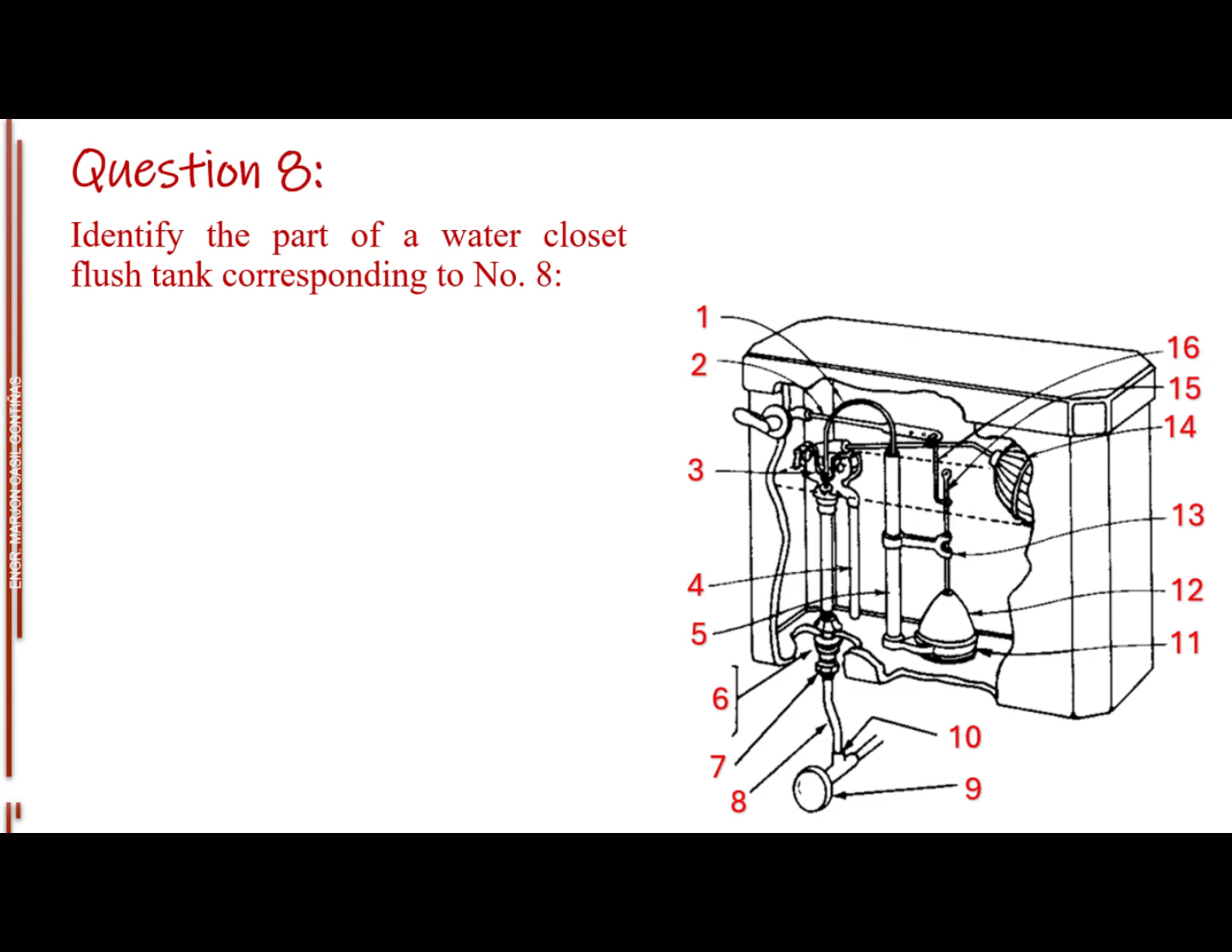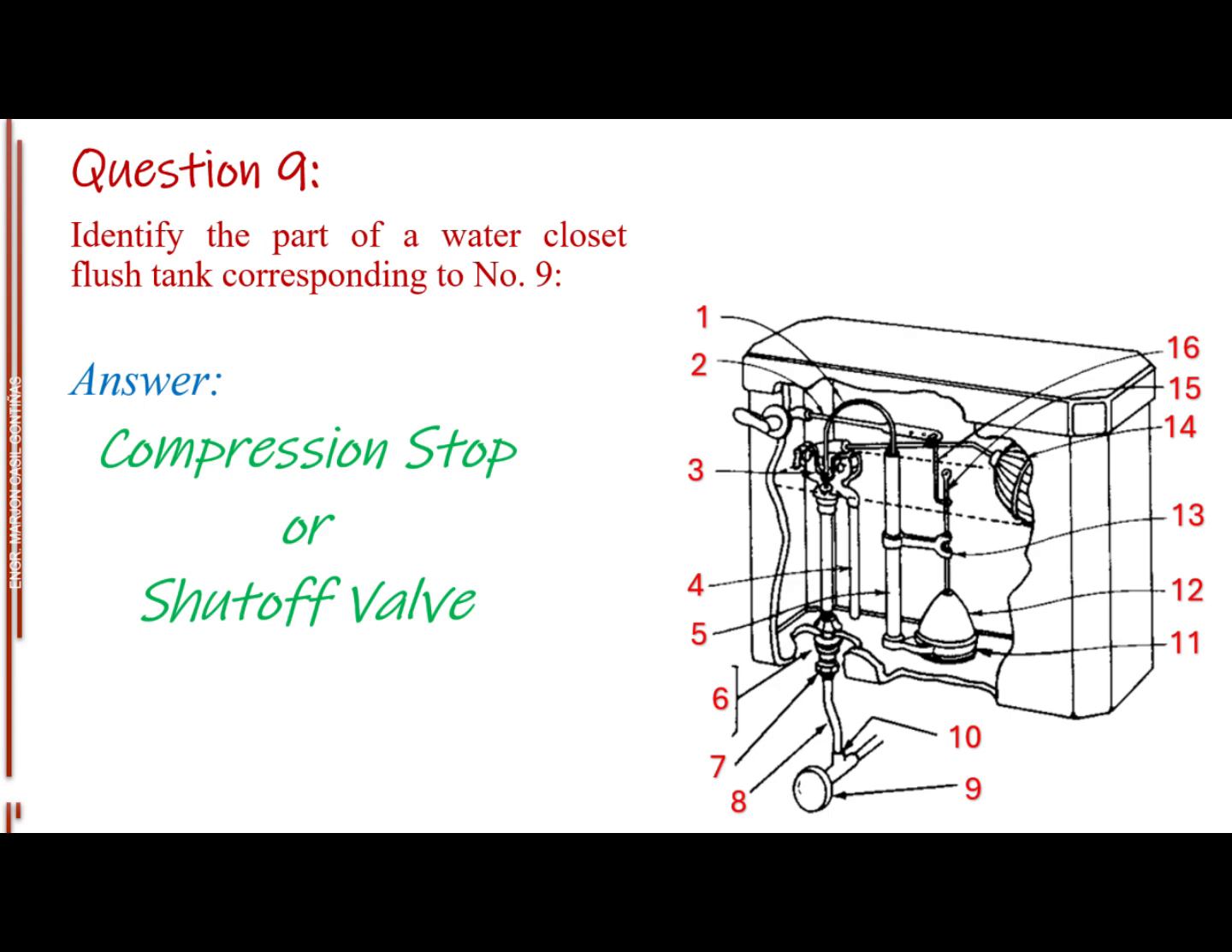Question number 8. Identify the part of a water closet flush tank corresponding to number 8. The answer is soft tube. Question number 9. Identify the part of a water closet flush tank corresponding to number 9. The answer is compression stop or shutoff valve.